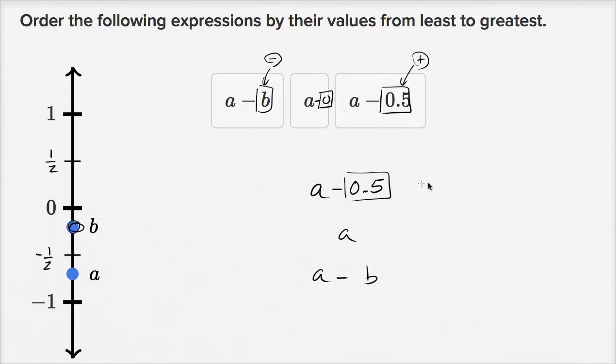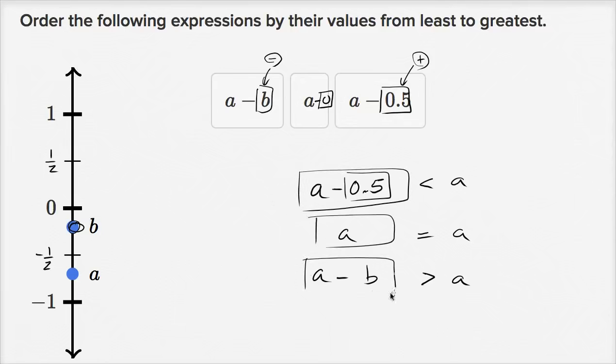Let me make it very clear. This value right over here is going to be less than a. This value over here clearly equals a. And this value over here is actually going to be greater than a. So now we've ordered it from least to greatest. And once again, if we were doing it on the Khan Academy exercises, we would have a little tool where we could click and move these around. But this is the least, followed by this, followed by that.